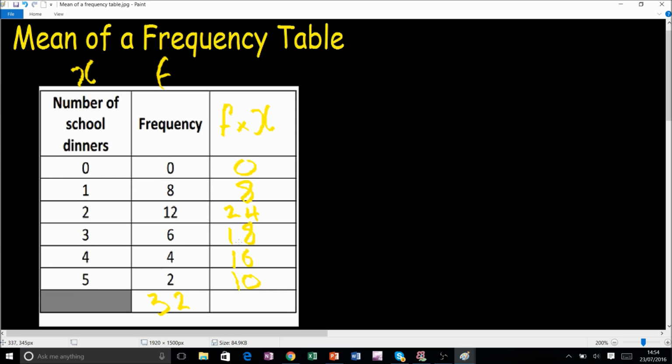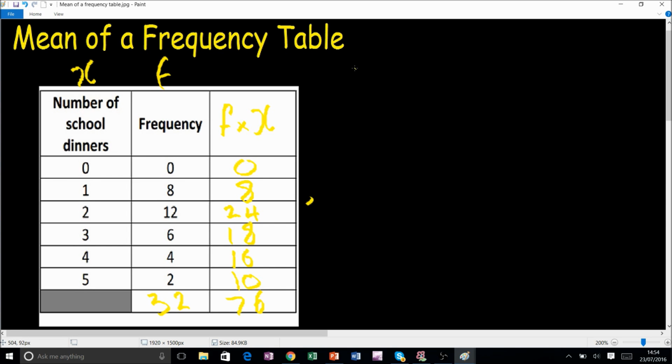32. And then we're going to add up our f of x column. So we have 0 plus 8 plus 24 plus 18 plus 16 plus 10. And that is going to give us 76. Okay? 76.